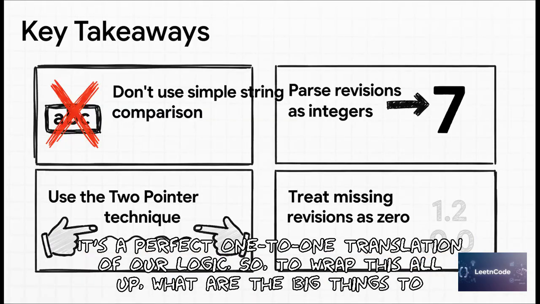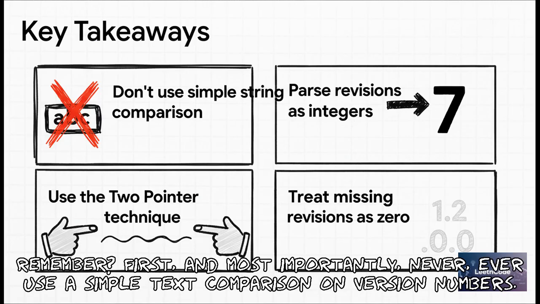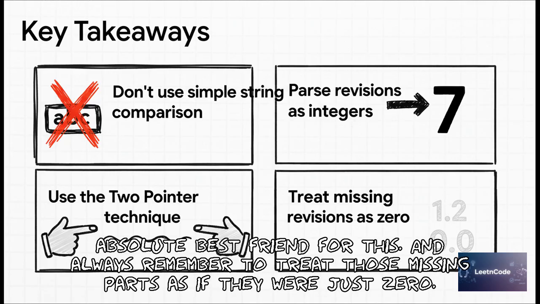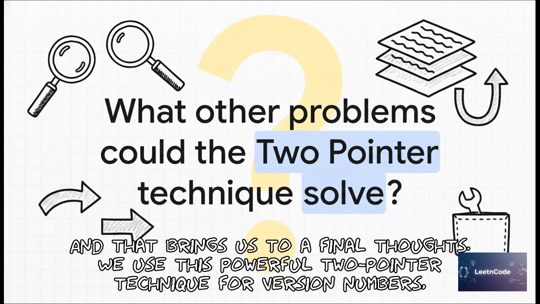So, to wrap this all up, what are the big things to remember? First, and most importantly, never, ever use a simple text comparison on version numbers. It just doesn't work. You have to parse the chunks as actual integers. The two-pointer technique is your absolute best friend for this, and always remember to treat those missing parts as if they were just zero.